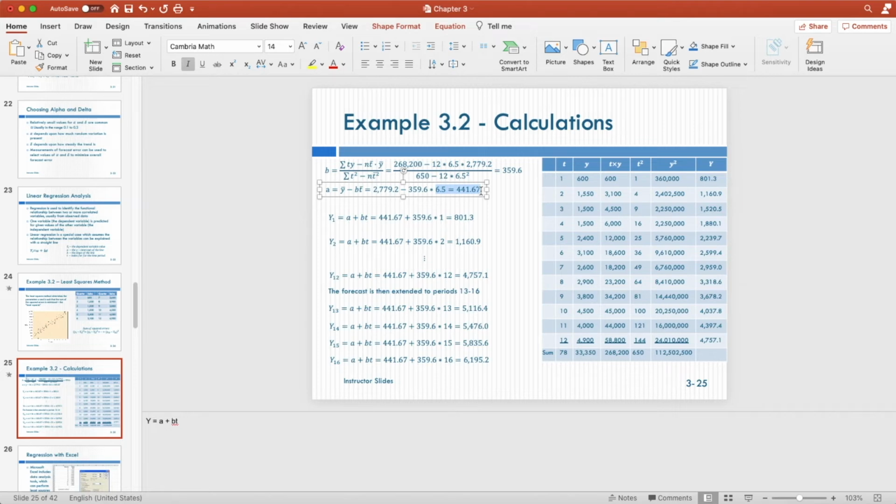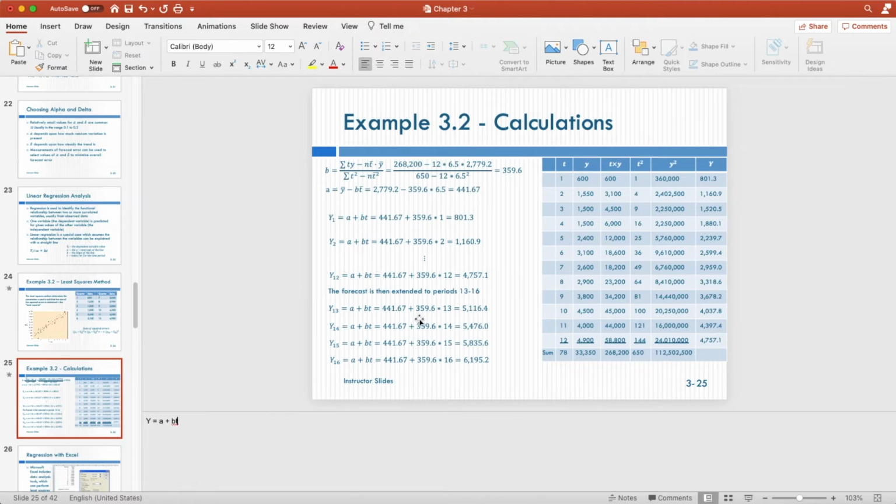Okay, 441.67. So after you get the values for A and B, within the equation showing here, you can plug in. Basically, y equals 441.67 plus 359.6 times t. That's your result.